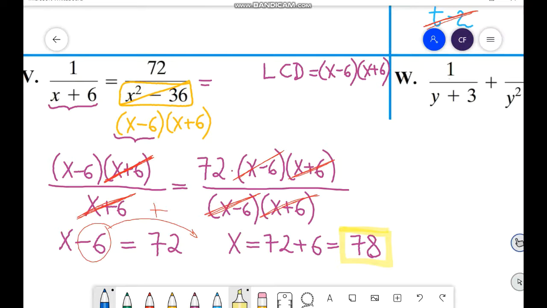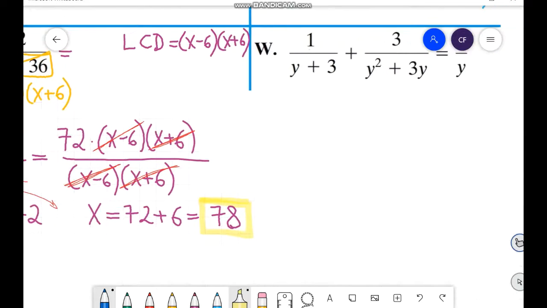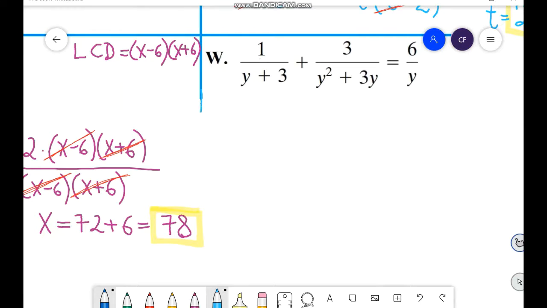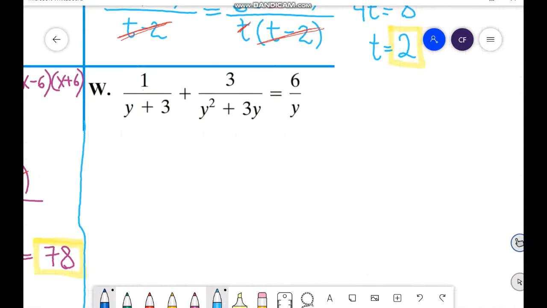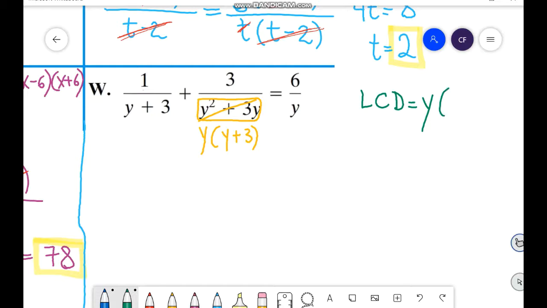And yes, let's work with the last one, the last letter W. Well, we need the least common denominator. Let me see, the least common denominator. We know this is y times y plus 3, right? We can factor it out. So the least common denominator are the unique factors. We have y and we have y plus 3.